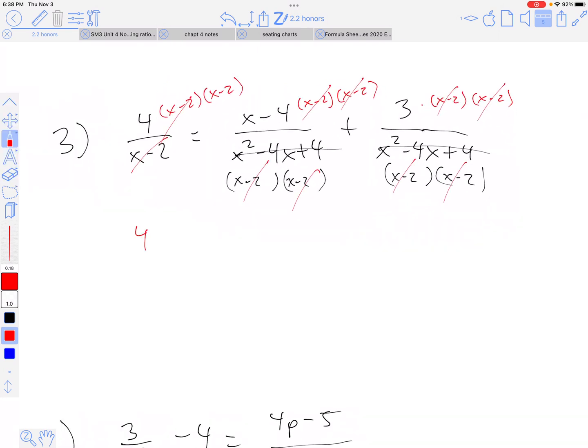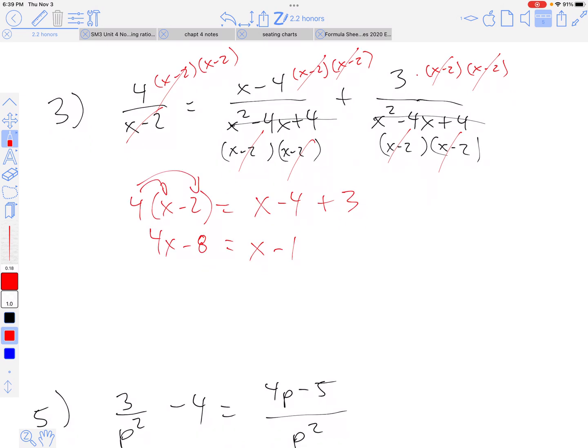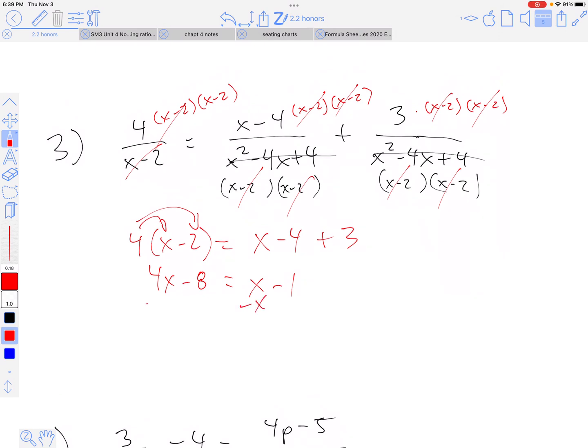So we're left on the left with 4 times x minus 2 equals x minus 4 plus 3. We'll use the distributive property here. We get 4x minus 8 equals, combine like terms, x minus 1. And then I'll get my x's together and my numbers together. So 3x equals 7. I'll divide by 3. x equals 7 thirds.